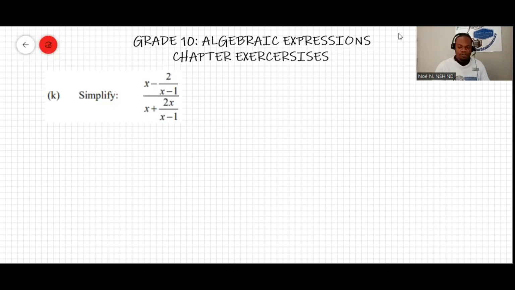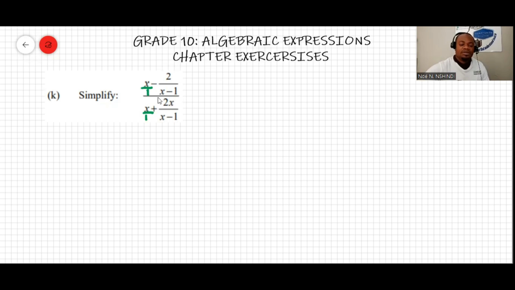Well, we have another question here that says simplify the following. So we have (x minus 2 over x minus 1) over (x plus 2x over x minus 1). Now it is important to note that here the denominator is 1, and there also the denominator is just 1. Now to solve this, we need to make the denominators common.